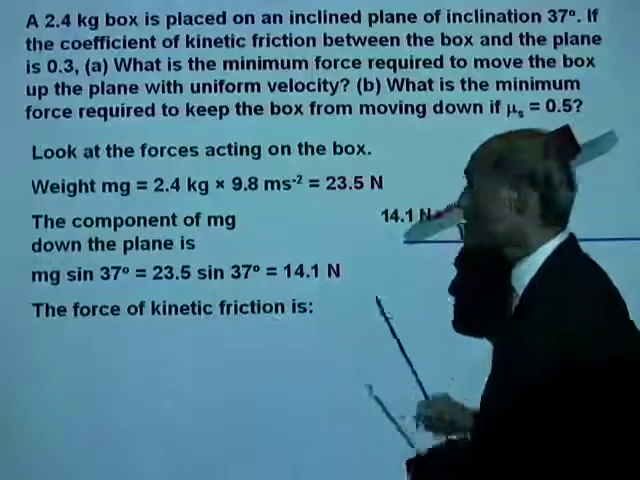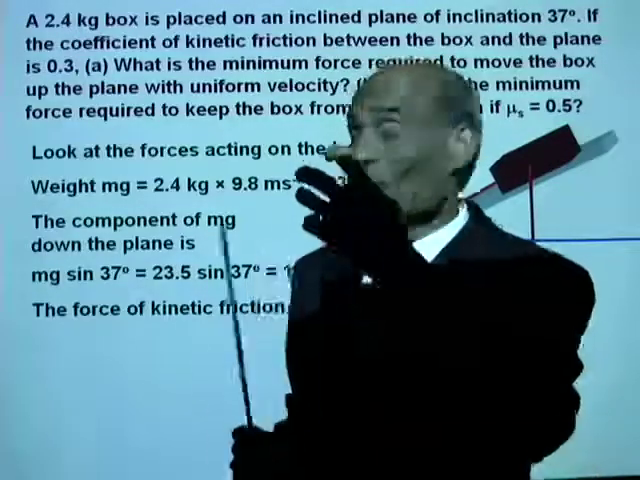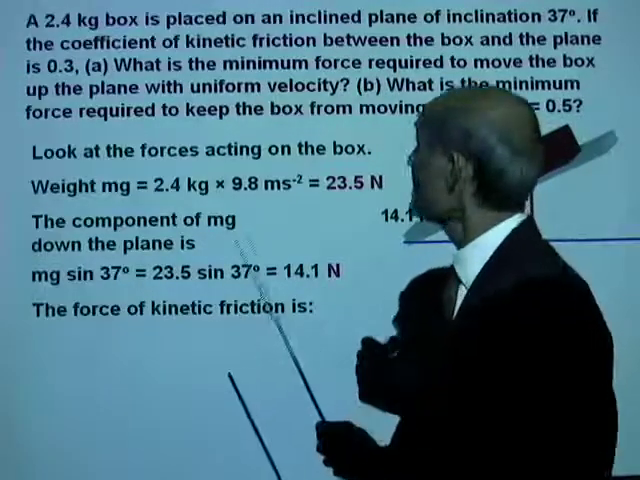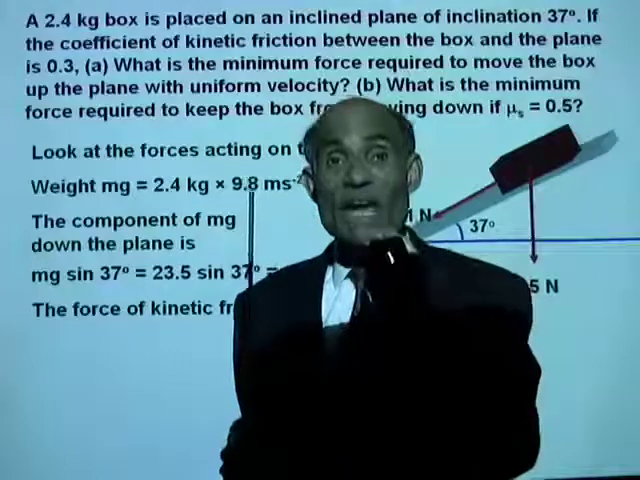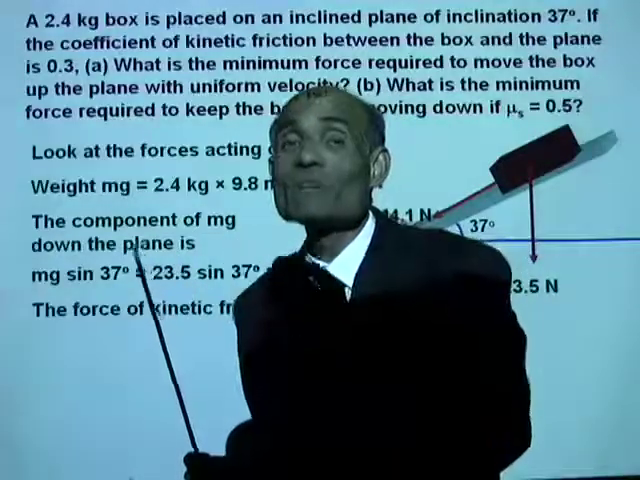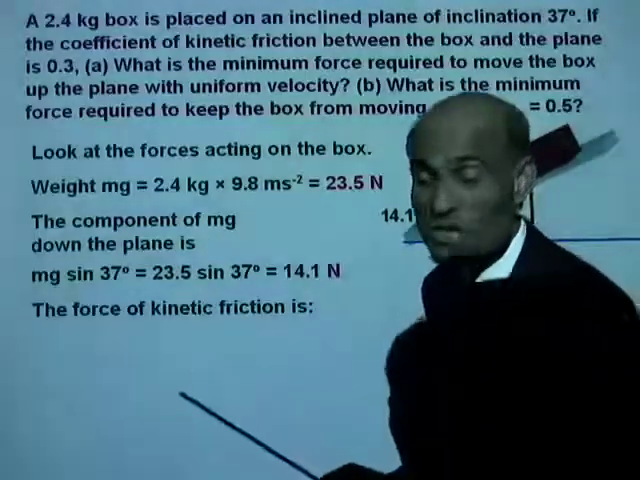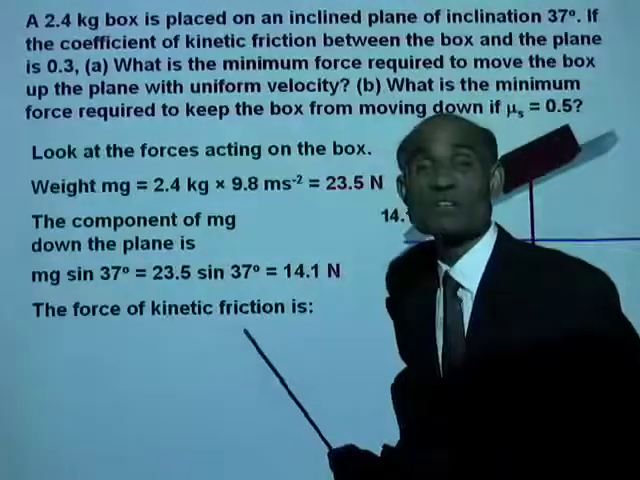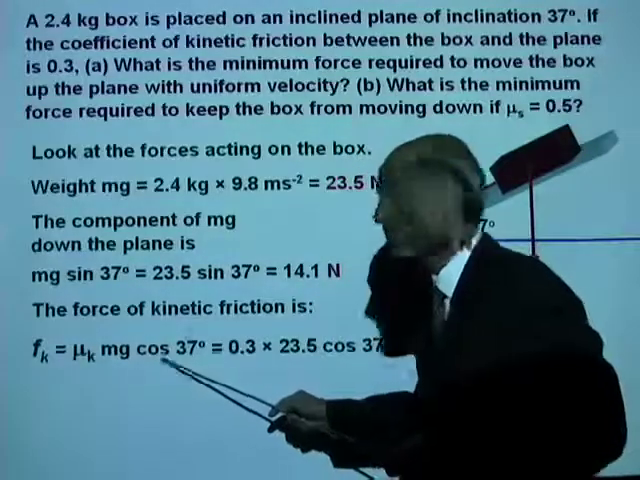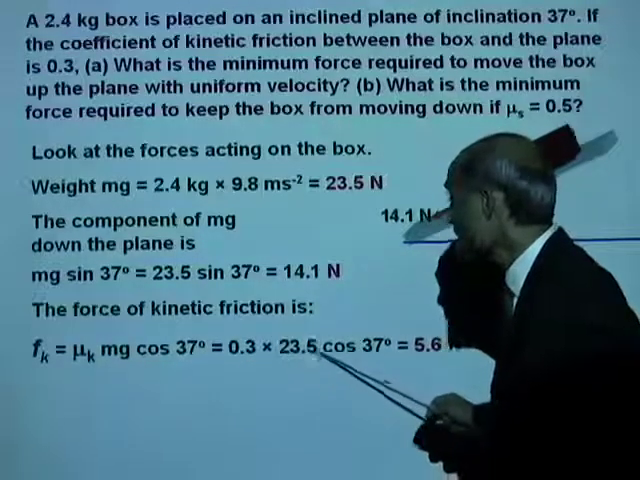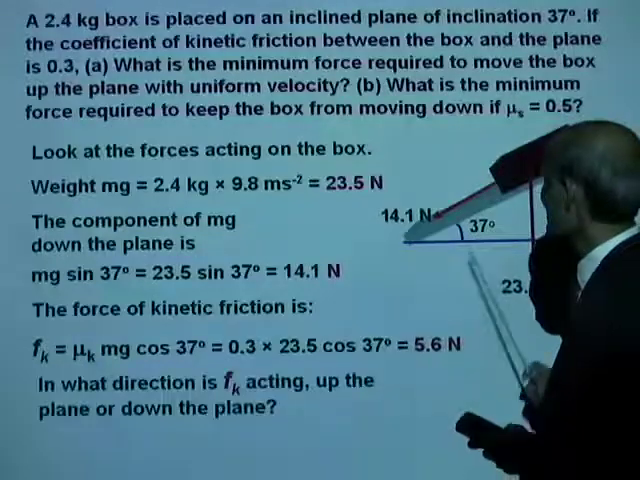The force of kinetic friction is, do you remember? What is the equation for force of kinetic friction? Well, the box is sliding down, is that right? If the box is sliding down, then the friction is the force of kinetic friction. Fk is mu k Fn, mu k times the normal force. What is the normal force pressing the 2 surfaces together? That will be mg cos theta. So the force of kinetic friction will be Fk equal to mu k mg cos 37 degrees, which is mu k is 0.3, mg is 23.5, we know that, times cos 37, and that is 5.6 Newton.